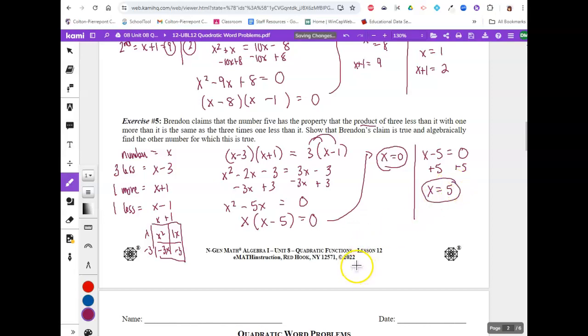All right, so that is quadratic functions, word problems. So a word problem is a word problem. You solve it just like you normally would, except you're going to be using quadratic equations. Okay, you can go ahead and start your homework.